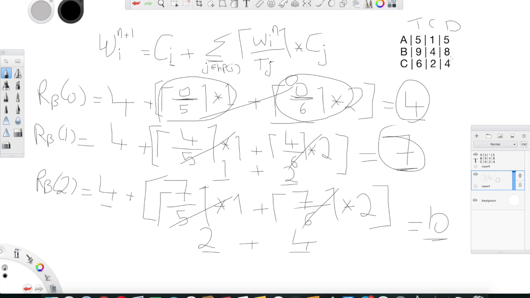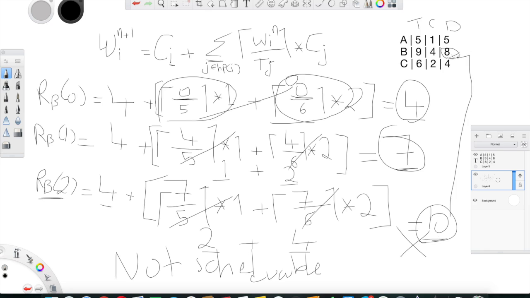So is 10 greater than the deadline, which is 8? Yes, it is greater than the deadline. So it is not schedulable because the response time of this iteration resulted in a value that is greater than what? Greater than the deadline, meaning that I will miss my deadline, so it will not be scheduled.